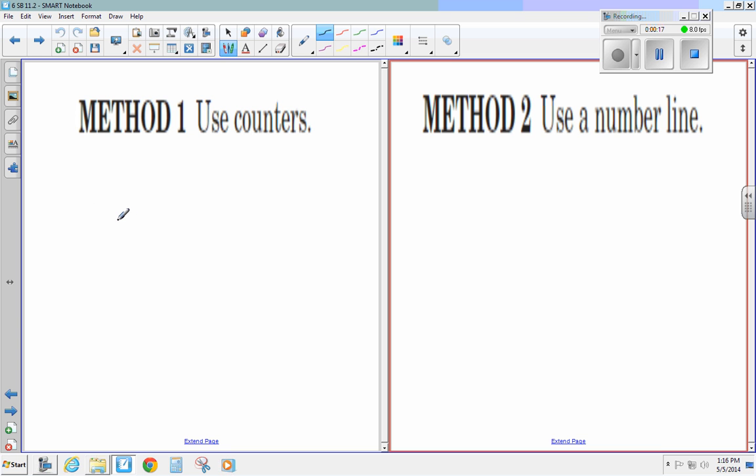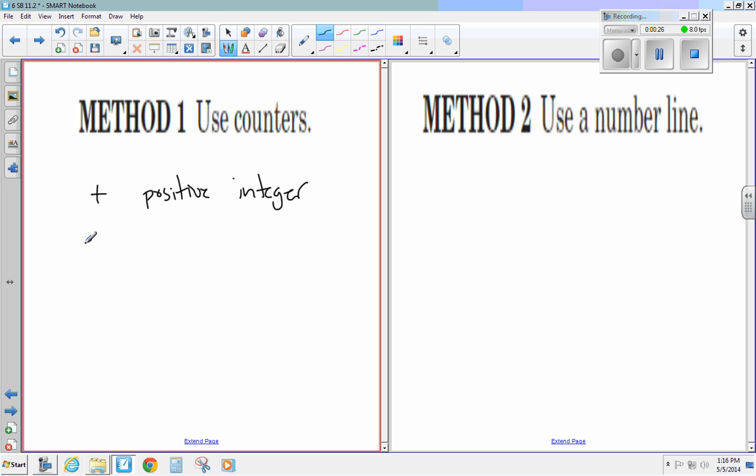You're basically using symbols that represent a positive integer or a negative integer. Now you can use positive or negative signs if you want. I've seen some use smiley faces, happy faces, positive people, and sad or negative people, with or without the circle.